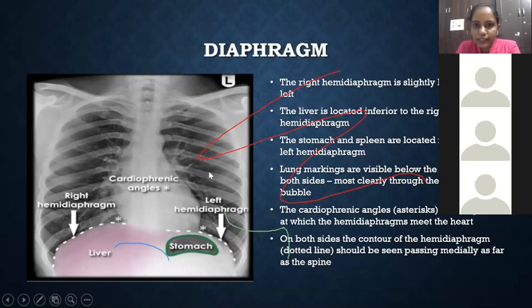So now coming on to the diaphragm, the right hemidiaphragm is slightly higher than the left because of the liver shadow, and we must be able to see the cardiophrenic and the costophrenic angles. The angle should be very sharp and should be devoid of any opacities. So you can see the stomach bubble. This I have marked, and there should be a stomach bubble visible because of the air fluid level.